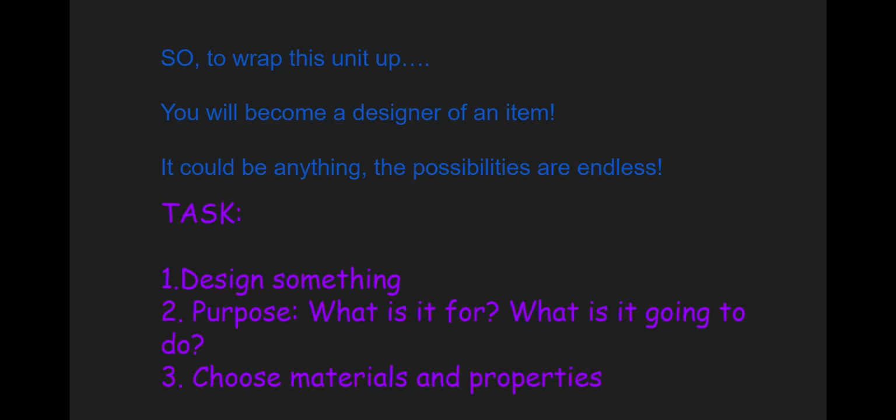Okay, think of something you can and want to design. And then think of the purpose. What is it for? What is it going to do? Okay, so once you think of those things, so you've thought of your item, you've thought of what it's for, what is it going to do, then now you can choose the materials and their properties, okay?